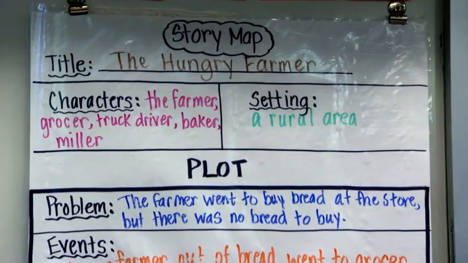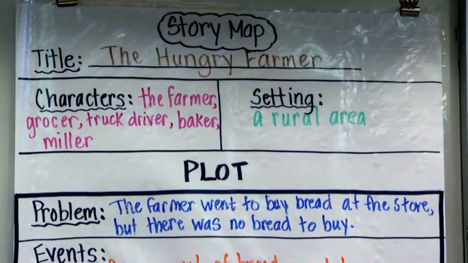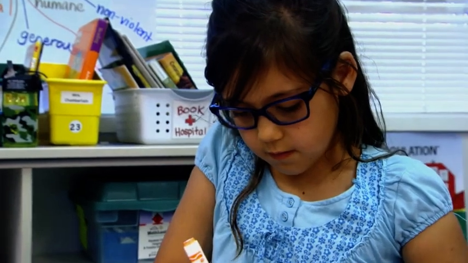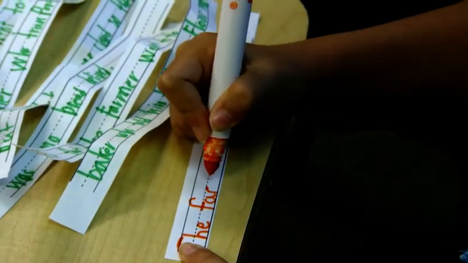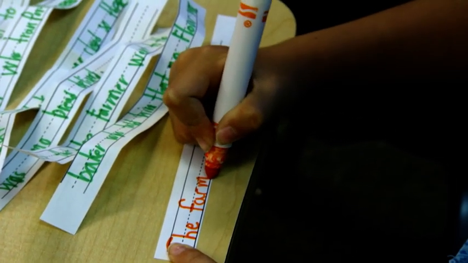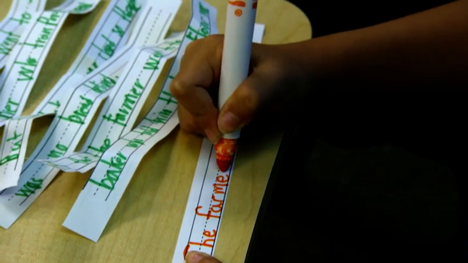Earlier in the unit, she had done a narrative input about the hungry farmer, and students had had a chance to go through and dramatize the narrative and act it out, and then they had taken that into a graphic organizer and a story map to tell what happened in that narrative.